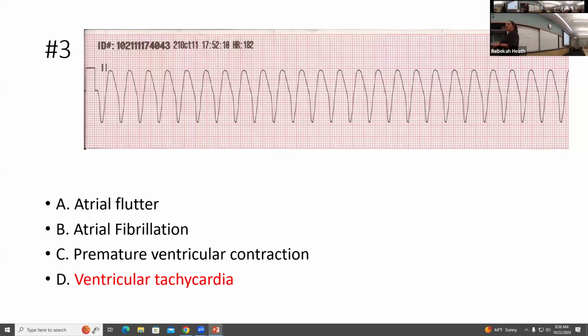Believe it or not, there have been people who see this on the monitor and they call a code or a rapid response. The team runs down to the room and the patient's like, what? I was just getting ready. They were just getting their clothes or doing something. So we want to make sure we always go and look at our patients first. Okay, that wraps up EKG stuff.